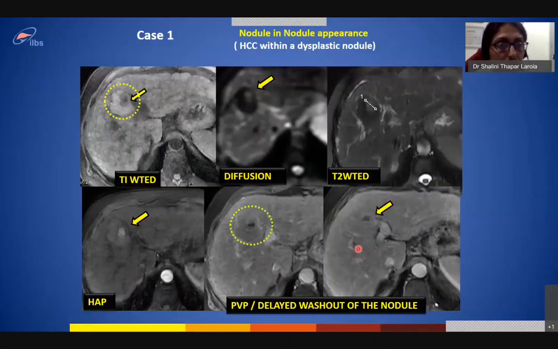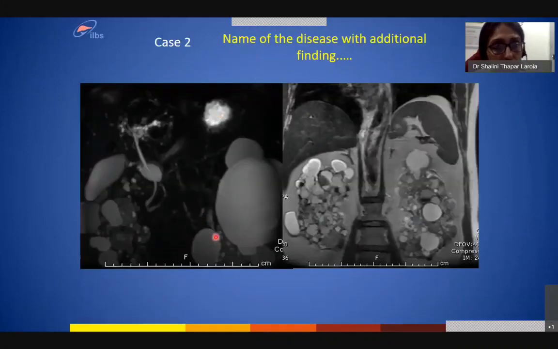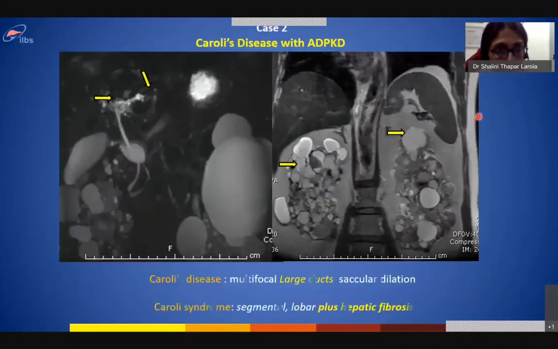We move to case number 2. What is the name of this disease and what are the additional findings that you see on this? So again, we have two MR images. I know you all know that this is an MRCP image, a coronal MRCP image, and this is a coronal section of the abdomen. So you have a very glaring finding, and then the other one that I want you to know. Let's move on to the solution.